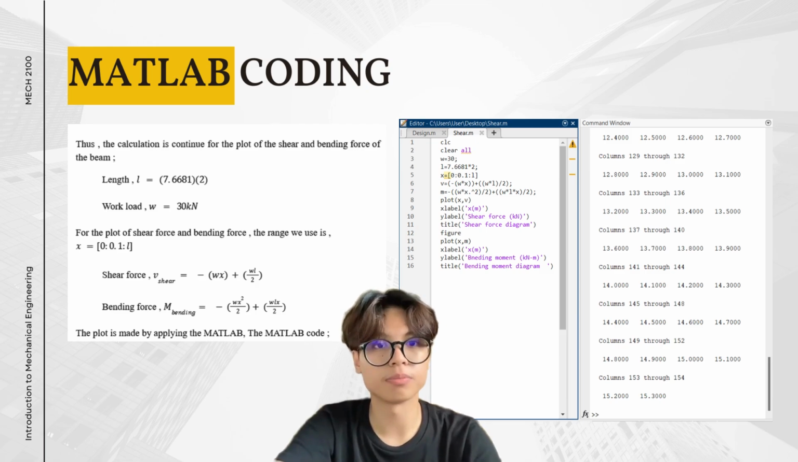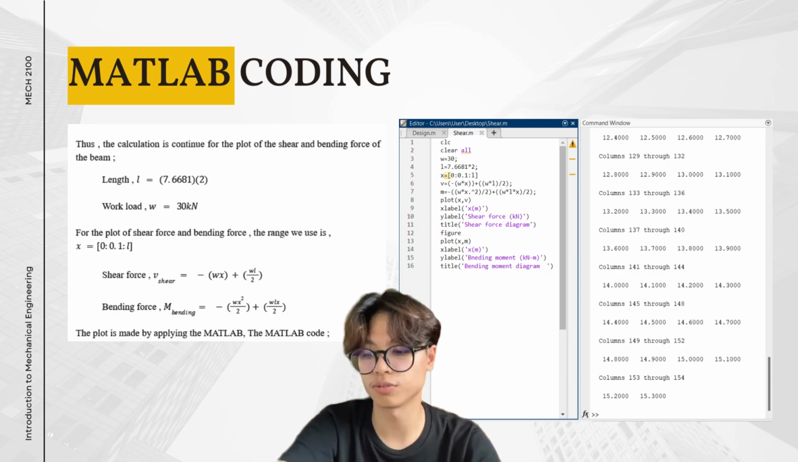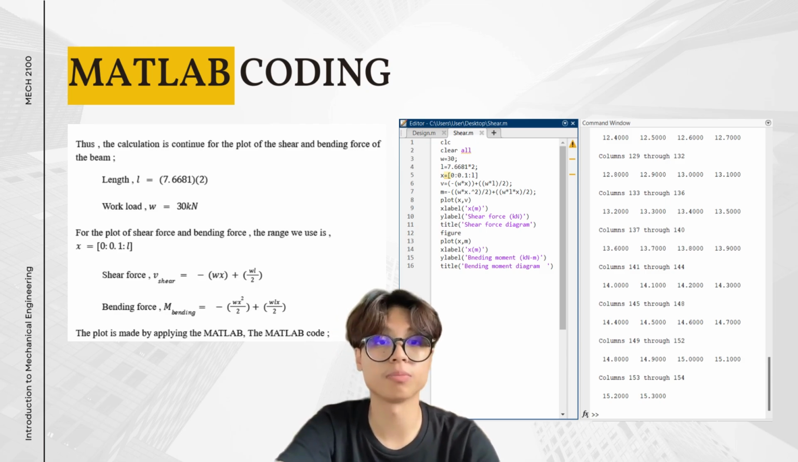My name is FATIHUDDIN bin RAHIM, and I will present about the third question of the project, which is to plot the shear force diagram and bending moment diagram using MATLAB coding.